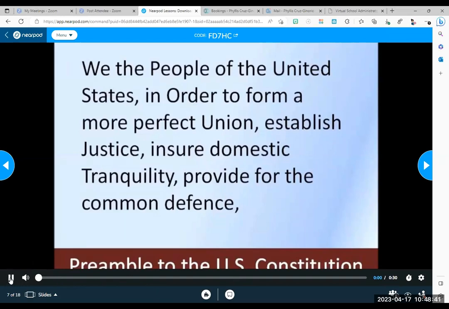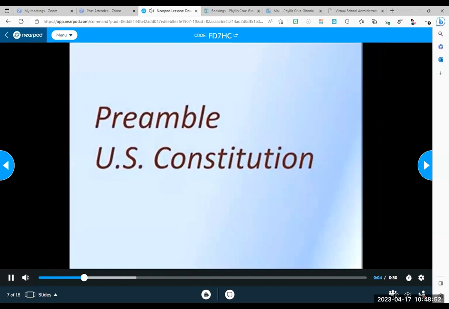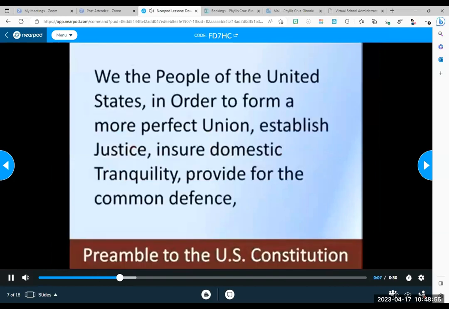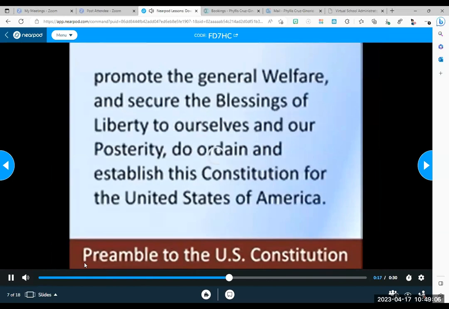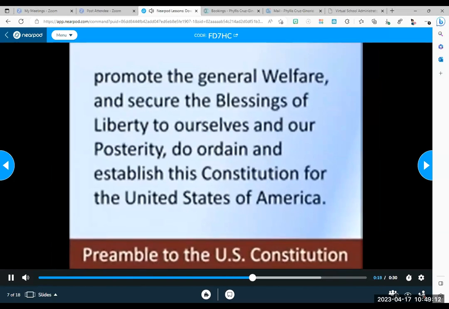The preamble to the U.S. Constitution. We, the people of the United States, in order to form a more perfect union, establish justice, ensure domestic tranquility, provide for the common defense, promote the general welfare, and secure the blessings of liberty to ourselves and our posterity, do ordain and establish this Constitution for the United States of America.